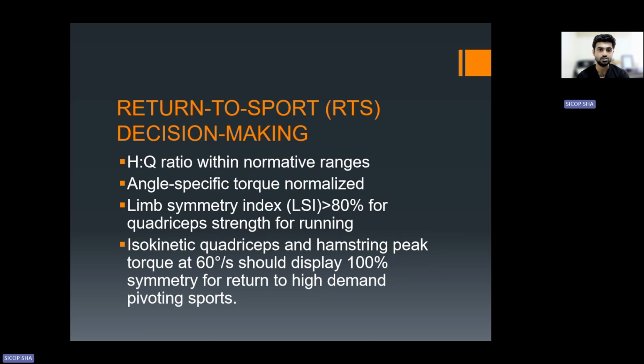But if an athlete is not able to generate a quadriceps force greater than 80% at 3 months, he is not ready to return to running. So for return to running safely after ACL reconstruction, the limb symmetry index should be greater than 80% for the quadriceps strength. Now, isokinetic quadriceps and hamstring peak torque at 60 degrees per second should display 100% symmetry for return to high demand pivoting sports such as football. So this is a 1:1 ratio at 60 degrees per second, which is medium speed.